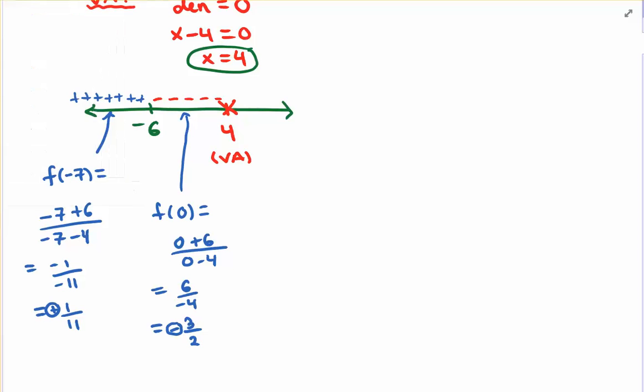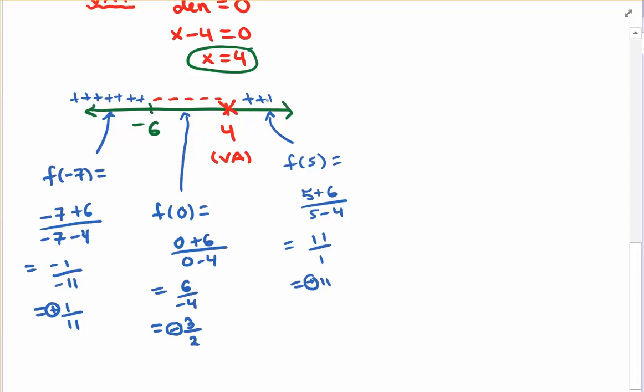Last but not least, we'll pick a number that's greater than positive 4, maybe 5, and plug that into our rational function. That's going to leave us with 5 plus 6 on top and 5 minus 4 on bottom. That, of course, gives us 11 over 1, which is 11. The important thing about this value, not so much the digits, but the fact that it came out to be a positive value, means that any number that is larger than 4 will make this function positive.